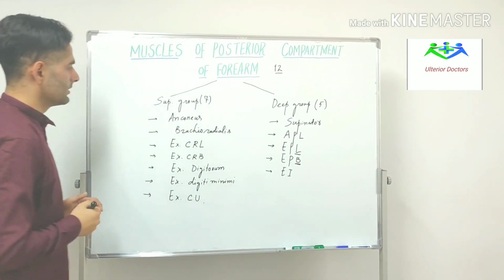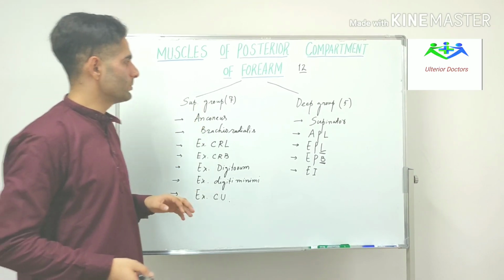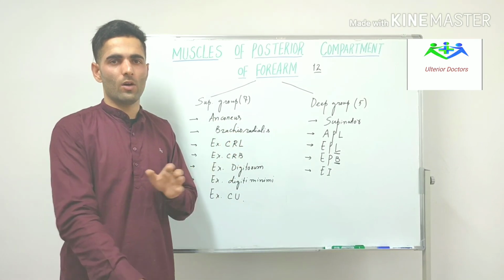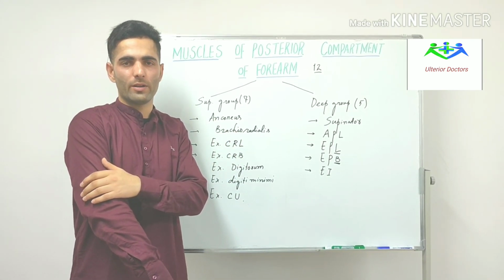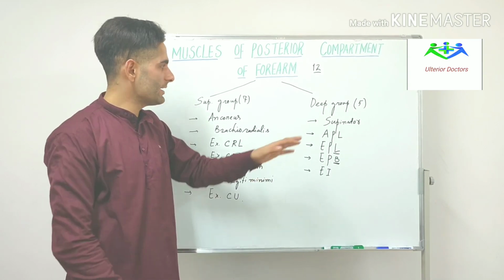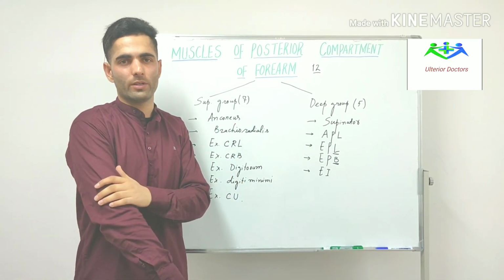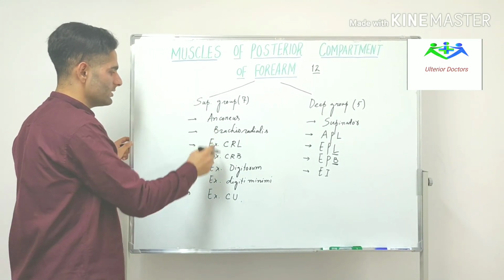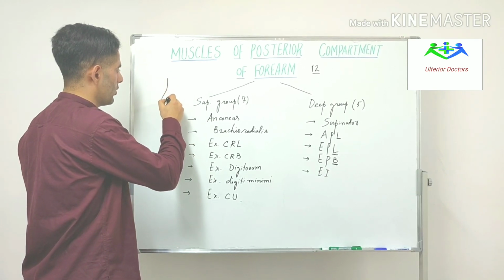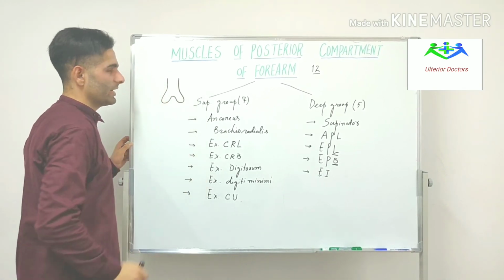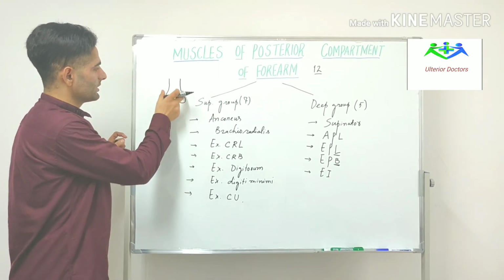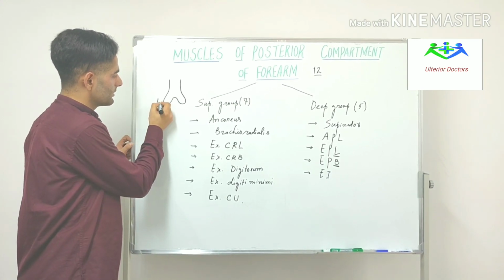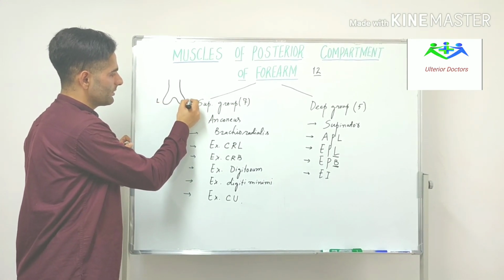Let's talk about the main difference between the superficial group and the deep group. The superficial muscles of the forearm in the posterior compartment cross the elbow joint, and these deep group muscles do not cross the elbow joint. And all the superficial muscles originate from the lateral epicondyle of the humerus. Suppose this is the lower portion of the humerus. This is the lateral epicondyle, this is the medial epicondyle.